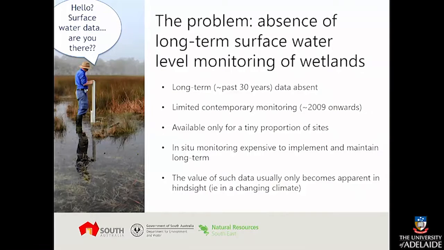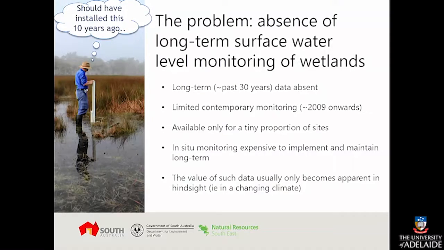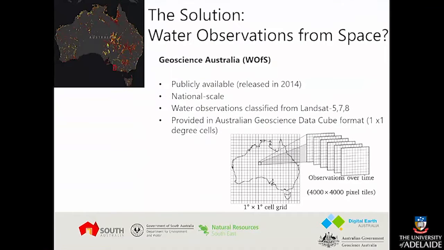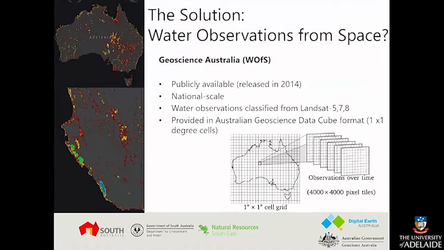And when we want to look at vulnerabilities for climate change and so forth, we need that data. So there's a bit of a conundrum there. I mean, we can always say we should have done this in hindsight. And Claire would like me now to wave my hands around in the air and throw out chocolates to the crowd and say, well, there is a solution. That solution being water observations from space.